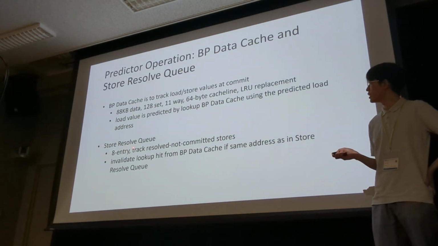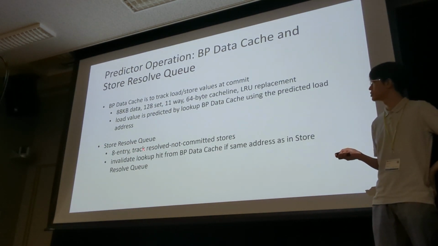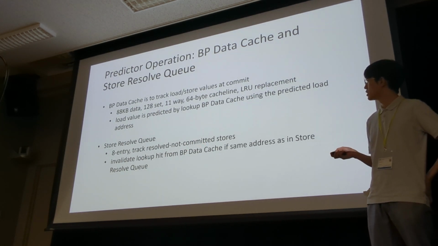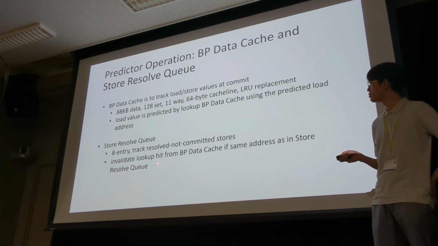There is also an N-entry store resolve queue to track resolved but not committed stores. It will invalidate the lookup from the BB data cache if it is the same address as in the store resolve queue.